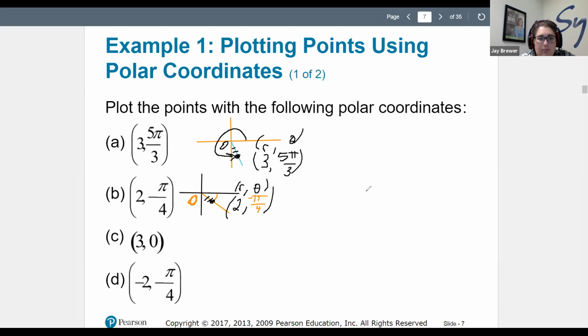Now, probably one of the more confusing examples is going to be the next one, because you're looking at just 3 and 0, which means it literally looks the most like a coordinate point. But that's because 0 is an acceptable theta.